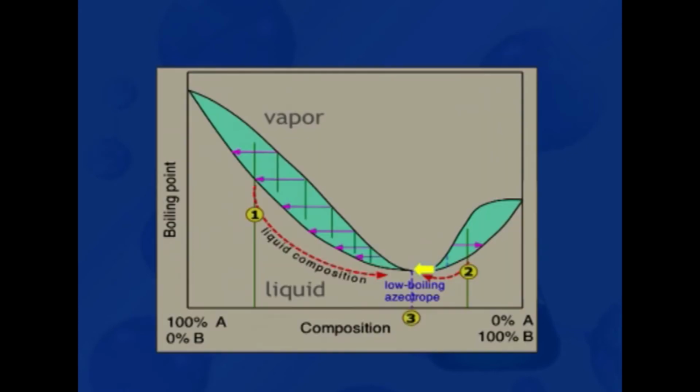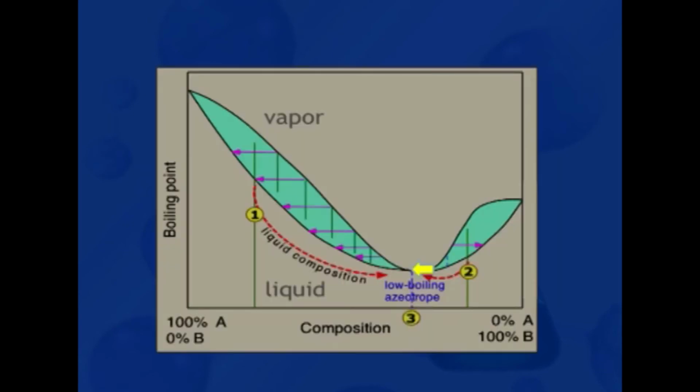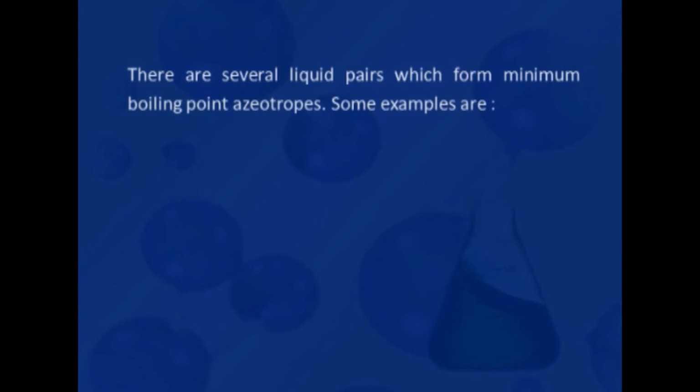At this point, the mixture boils at a constant temperature. In this case, it is 39.25 degrees Celsius at 1 atmospheric pressure. At this point, the mixture boils without change in composition. There are several liquid pairs which form minimum boiling azeotropic solutions.